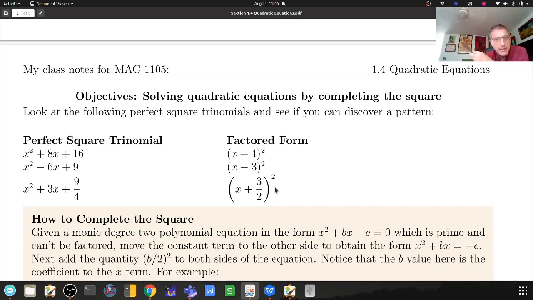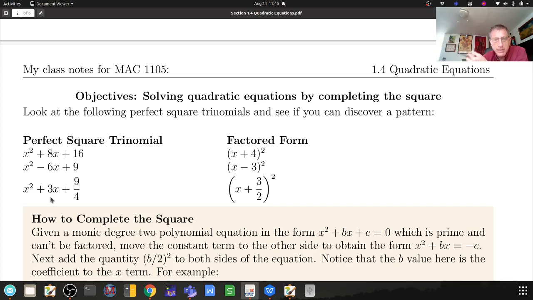So let's see if we can see the pattern. In each case we have a monomial squared, so the x is the same in all three. What about the sign? Well, the sign in the monomial on the constant term is equivalent to the sign in the trinomial of the degree 1 term. So easy enough. But what about this term right here? The 4, the 3, and the 3 halves. Well, 4 is equal to 8 divided by 2. 3 is equal to 6 divided by 2. And 3 halves is equal to 3 divided by 2.